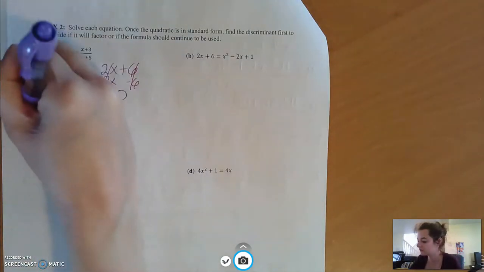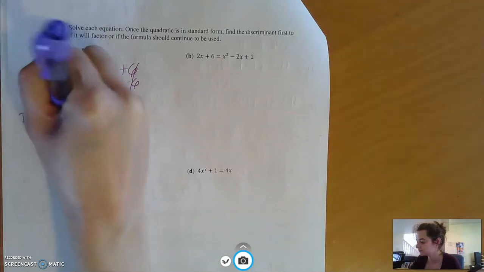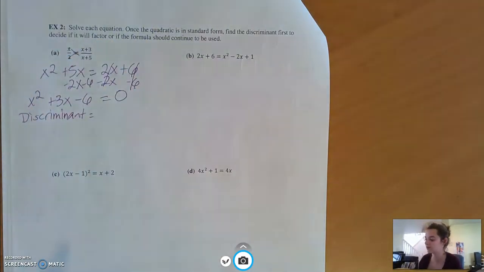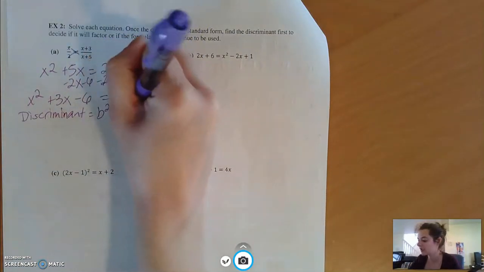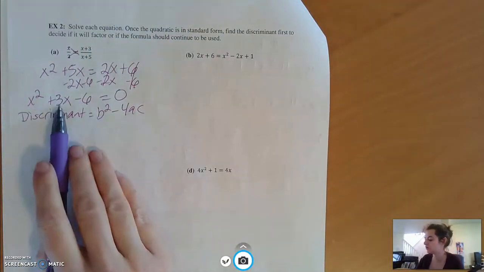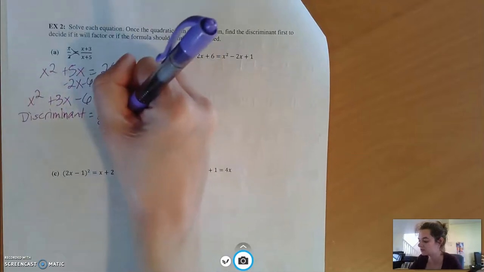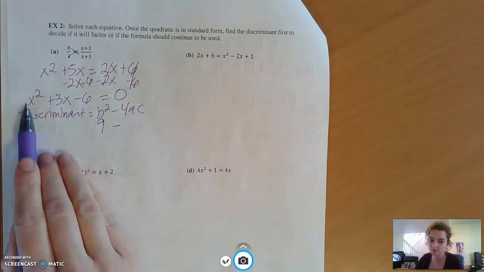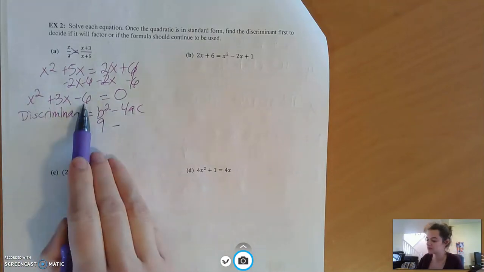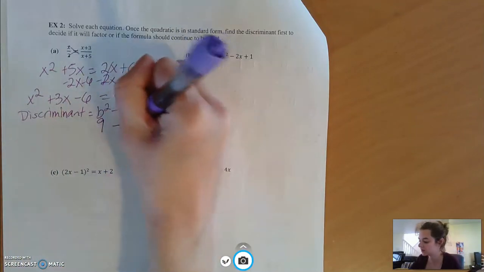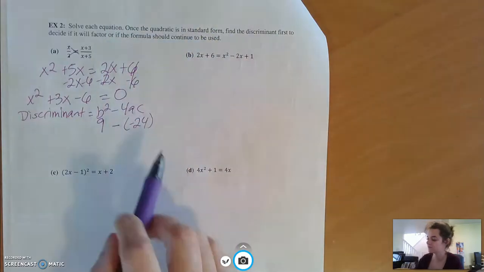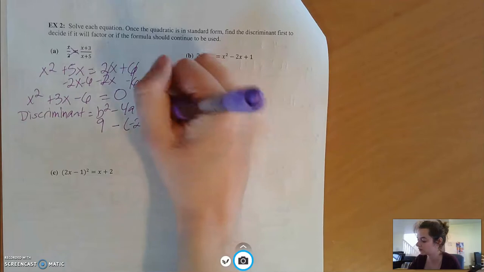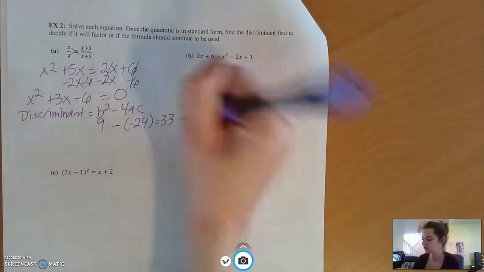So to find the discriminant, what I'm going to do is do b squared minus 4ac. So b squared for me would be 3 squared, which is 9. 4ac would be 4 times a, which is 1, which would be 4, times c, which is negative 6. And 4 times negative 6 would be negative 24. Then 9 minus negative 24 is the same thing as 9 plus positive 24, which is 33.